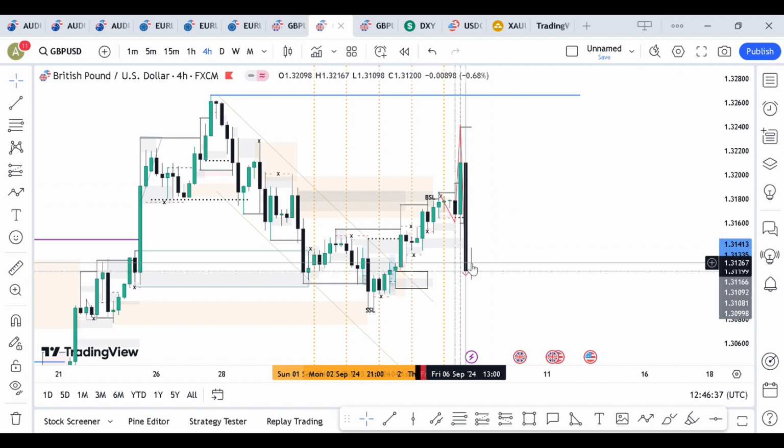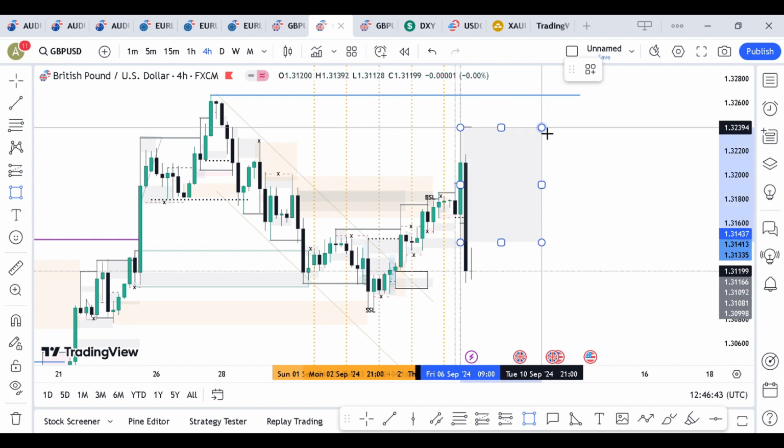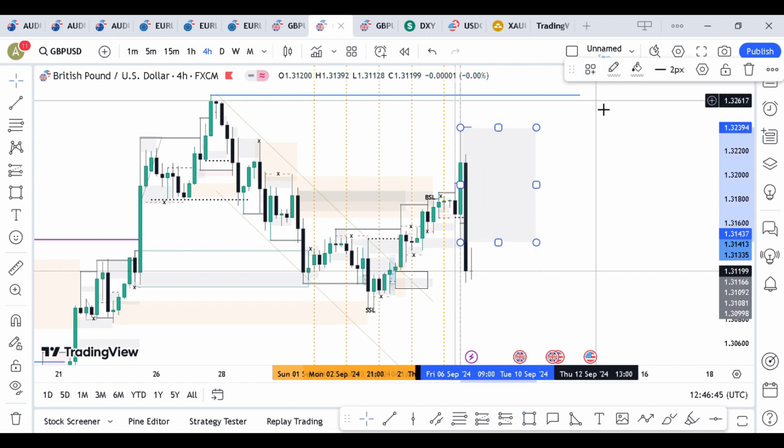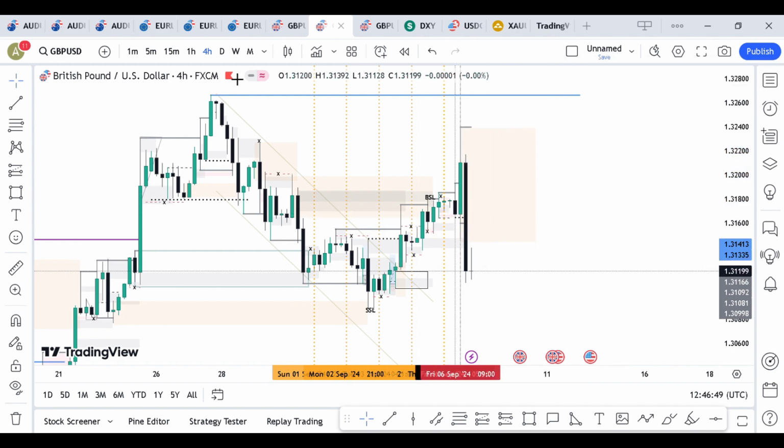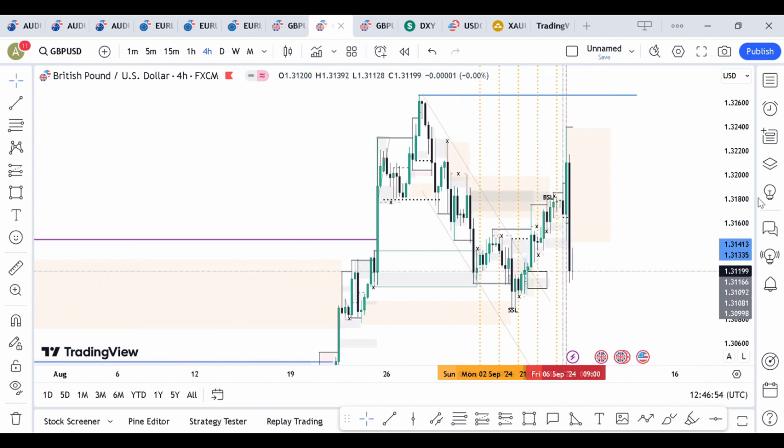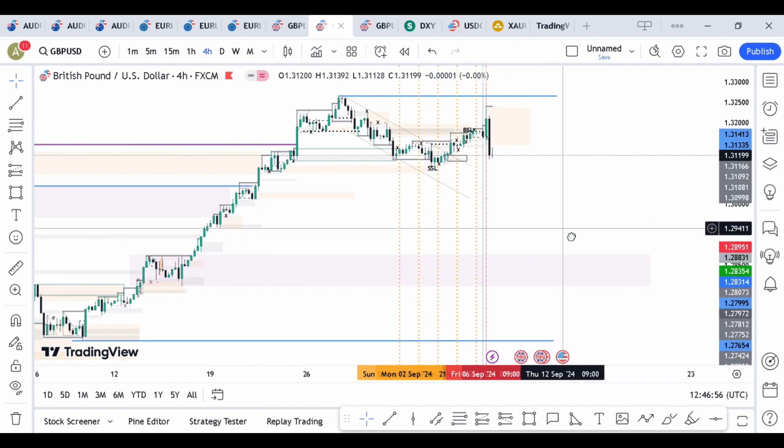So what I'm going to do is draw this bullish candle as my supply area on the 4 hour. I know it's quite big, but it is what it is, and we'll refine that in the lower time frame. So yeah, that's what happened on the 4 hour of the GBP USD.